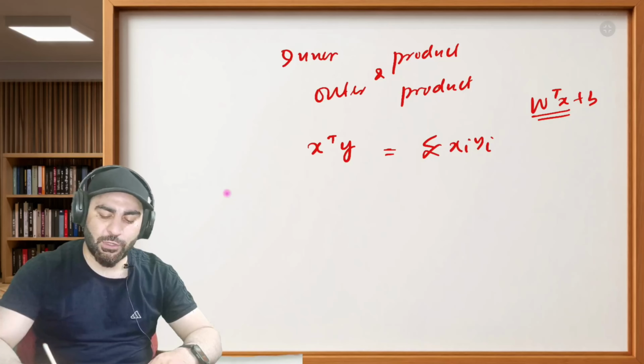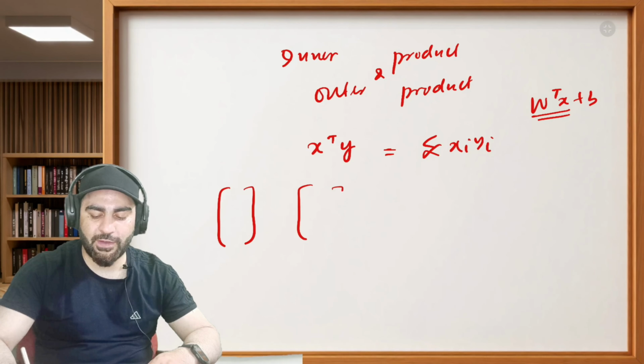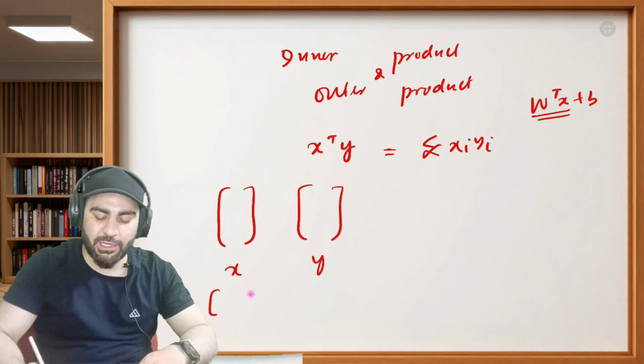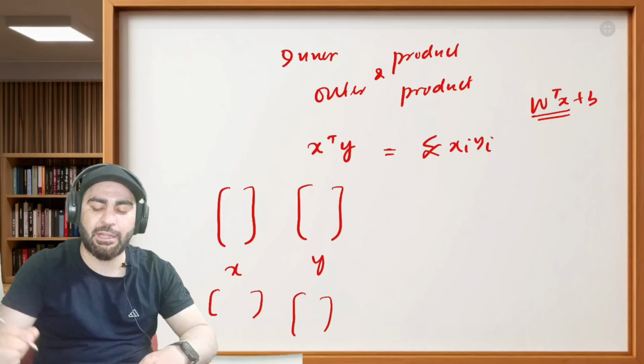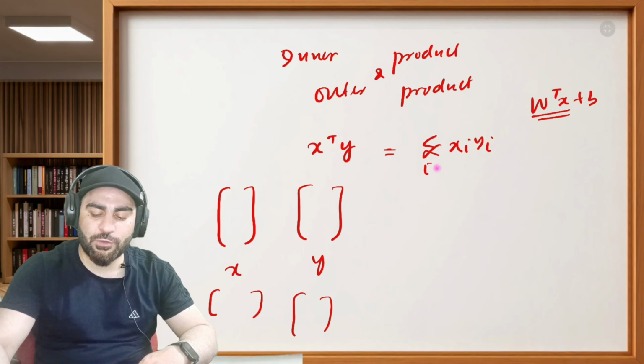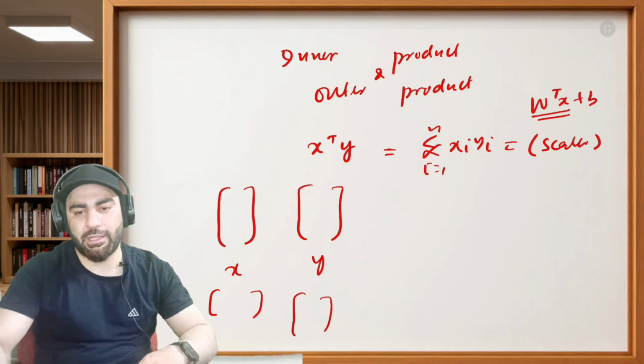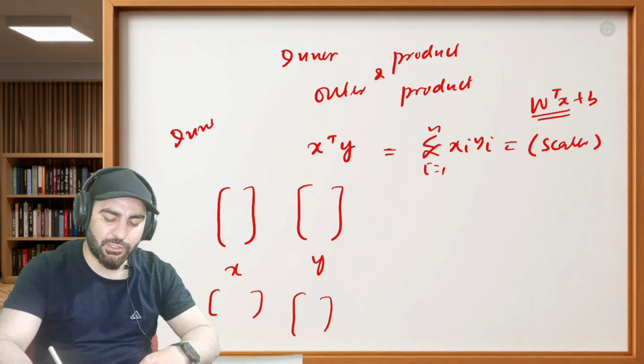So this was a vector and this also was a vector. Say x was a vector and y was a vector. You transpose the x to make it a row, and then you multiply a row and a column. So you'll get the summation of xi yi, where i goes from 1 to n. So you'll get a scalar as an answer. This is called the inner product.